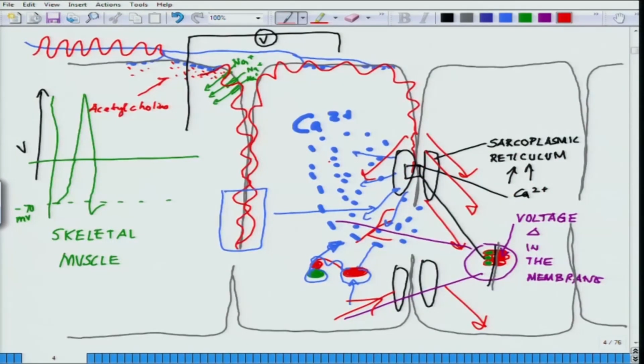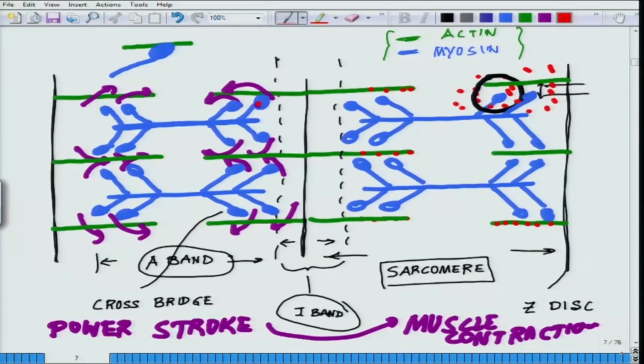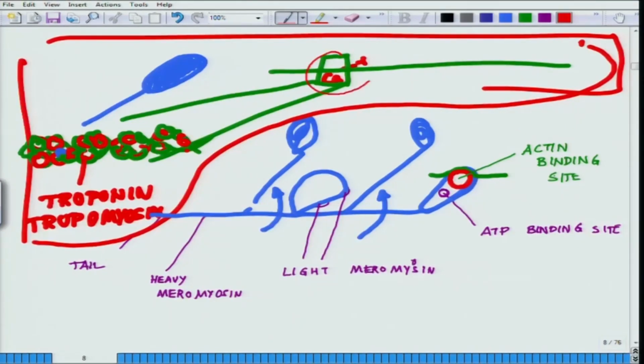This calcium which rose up here went and bound to the actin molecules. I showed you that it has a calcium binding domain within the actin molecule. It binds and removes the blockage between the actin and the myosin. If this is the actin and this is myosin, there is a blockage because of the troponin tropomyosin. As soon as calcium comes here and binds, it does a power stroke using ATP, and that is how muscle contraction takes place.